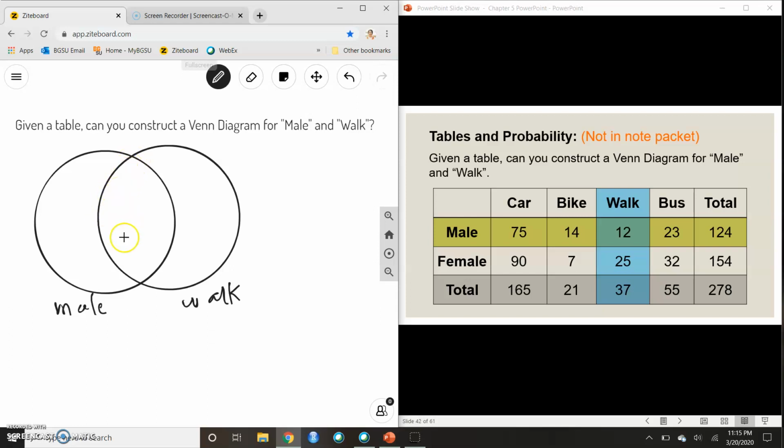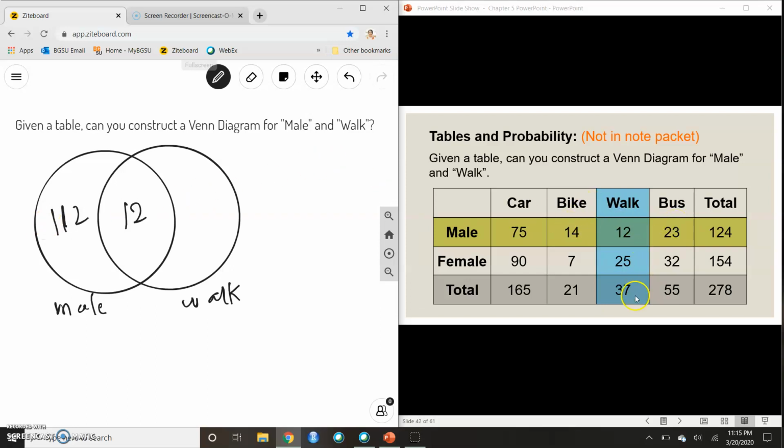So here, as I've mentioned, this middle part right here is where the 2 events intersect. And based off of this table, we know that they intersect at the number 12. And so we know that there are 12 males, or 12 people who are male and who also walk. And so this frequency in the center right here should be 12. We know that there are a total of 124 males, and so the circle over here should total out to be 124. But out of those 124, 12 of them are walking, which means that 112 are left taking some other source of transportation.